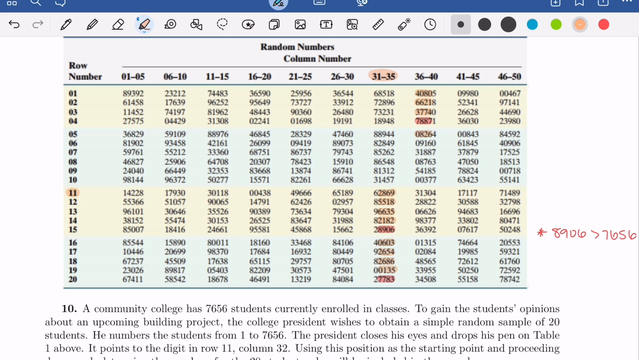Now let's proceed in this fashion here, just highlighting these first 4 digits for all of these.